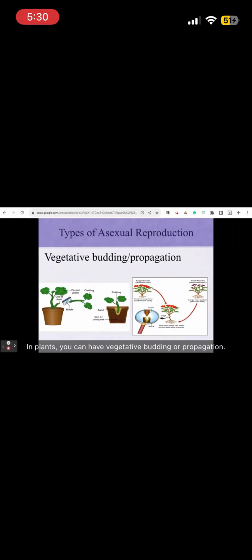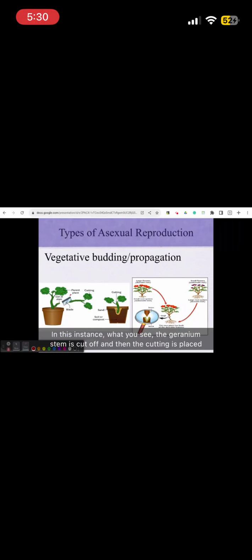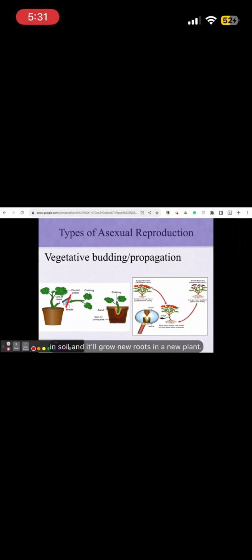In plants, you can have vegetative budding or propagation. And in this instance, what you see, the geranium stem is cut off, and then the cutting is placed in soil, and it'll grow new roots and a new plant. So that's an example of vegetative budding.